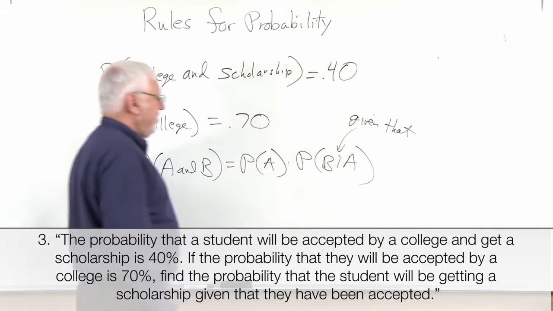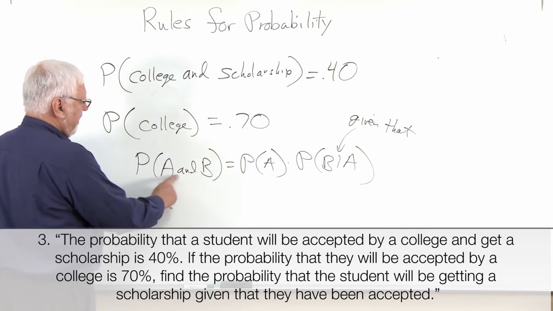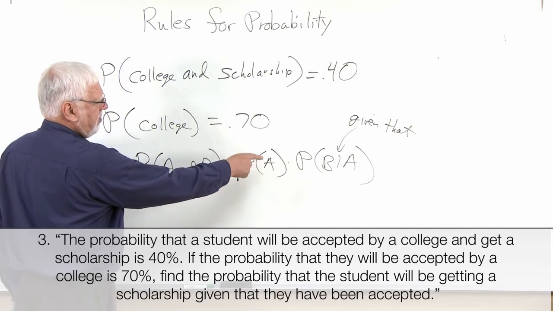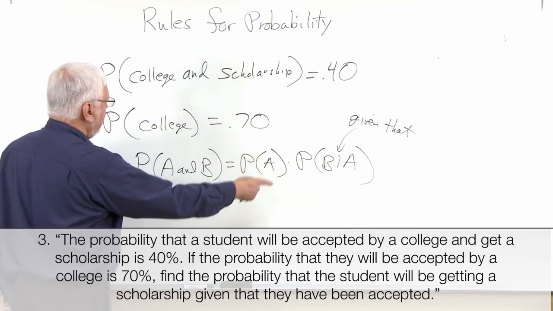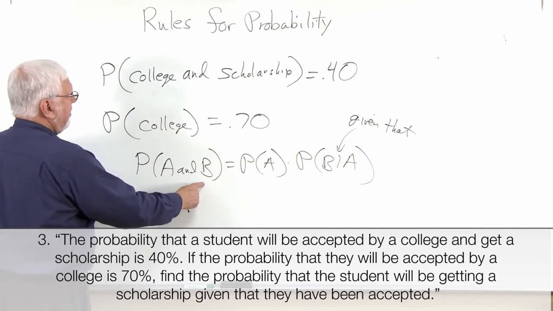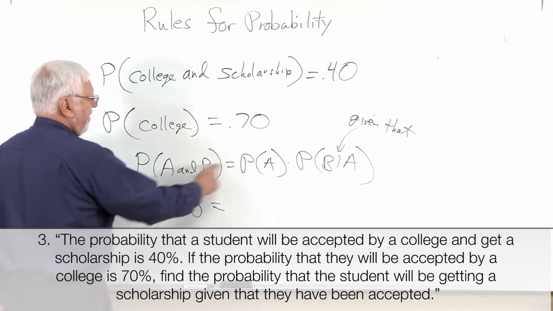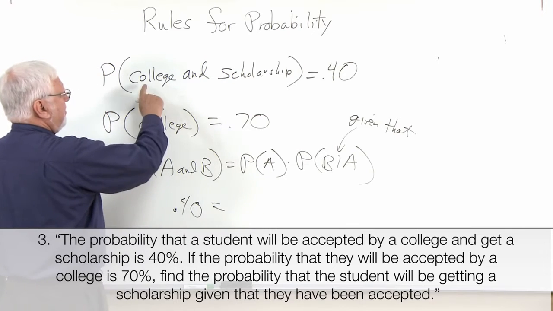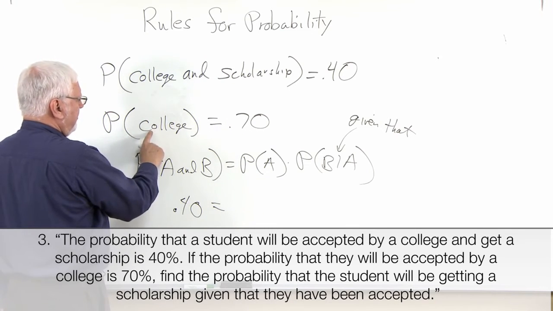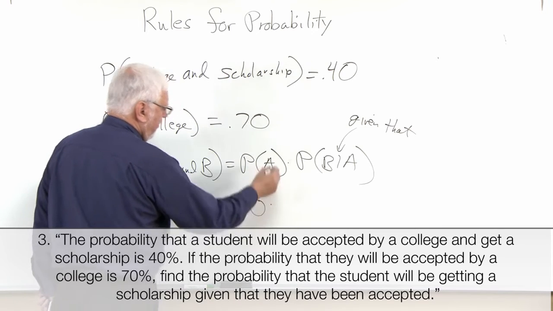and this occurs because they're dependent on each other. So the probability of A and B equals the probability of A times the probability of B given that A has occurred. Well, we know what the probability of a scholarship and this one is. So this is 0.40. This A and this A are the same, so it's just like this one and this one. So this will be 0.70. And we don't know this one.